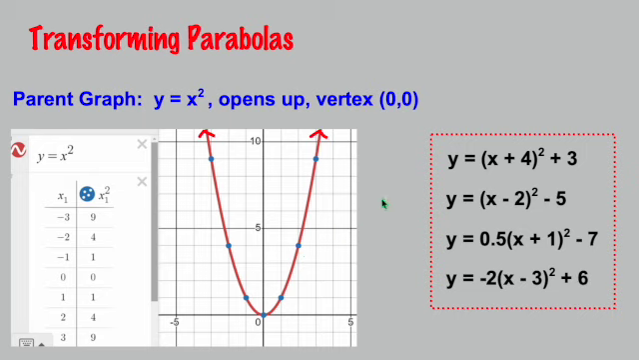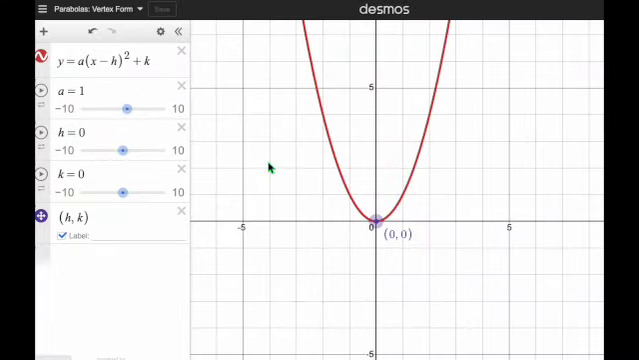There's going to be some other kinds of graphs in what we call vertex form. You can see some of these equations over here. Looks a little intimidating or complicated at first, but what we're about to do right now is take a look at what these numbers do to the parent graph, how they're going to change it and make it look different.